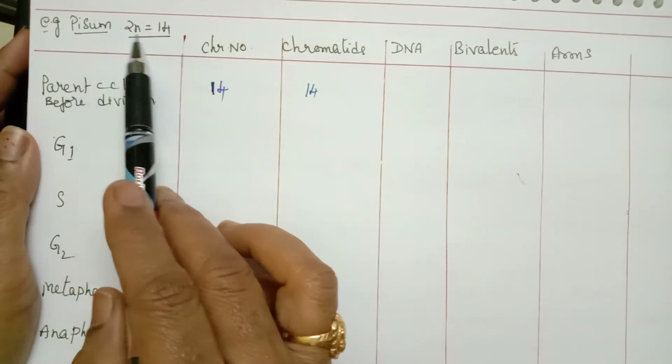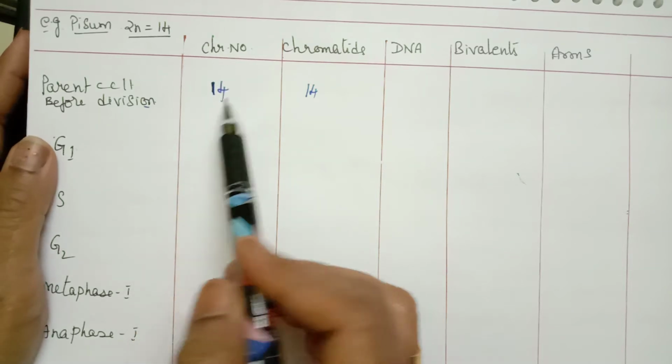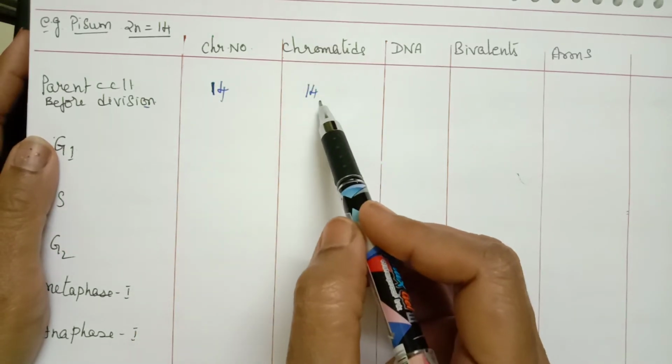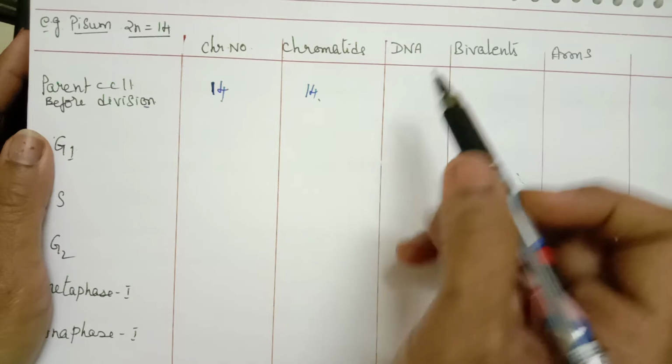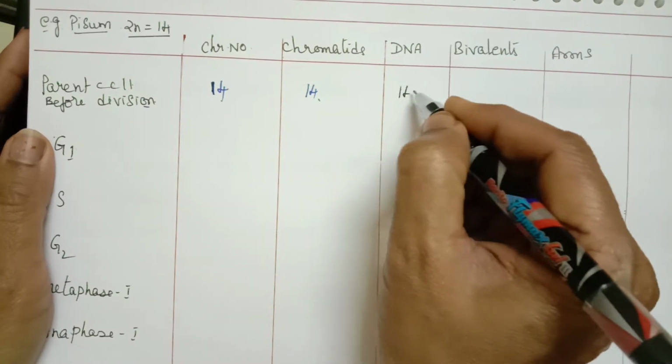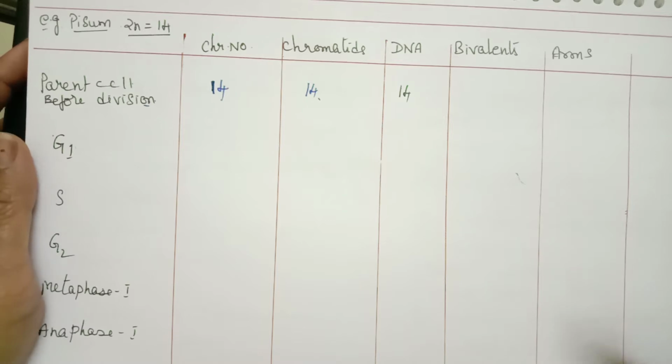So for the parent cell here, if we take Pisum, it will have chromosome number 14 and chromatids also 14, because before division, a chromosome will have only one chromatid. So DNA also will be 14. No bivalents are formed. Bivalents are formed only when the cell enters into meiosis.